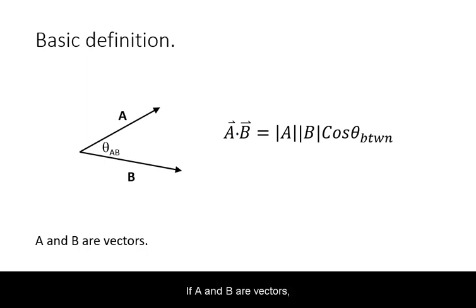If A and B are vectors, and theta is the angle between them, then the dot product is equal to the product of the magnitudes of A and B times the cosine of the angle between them.